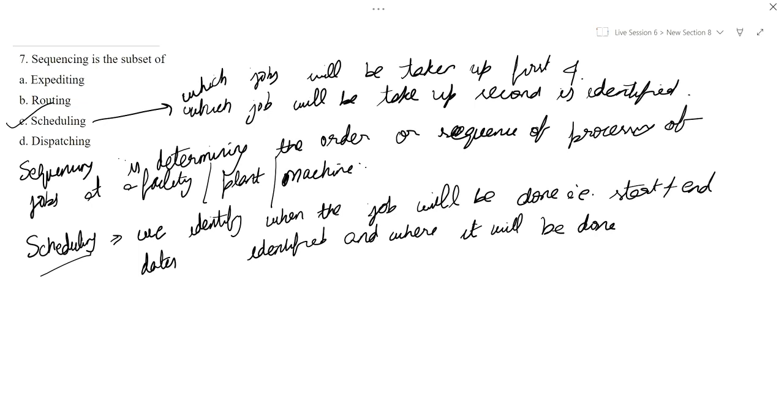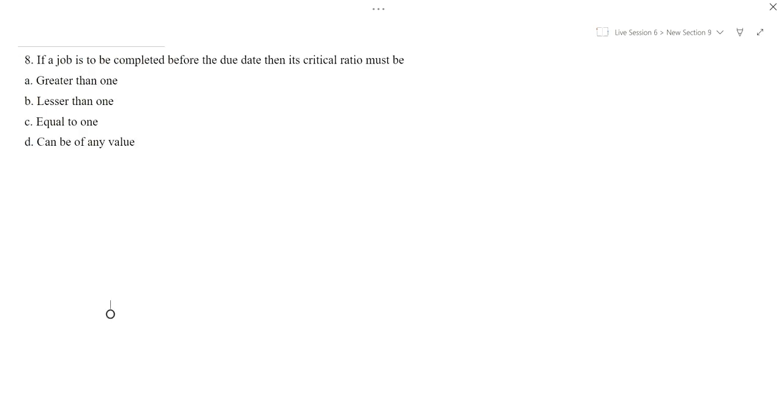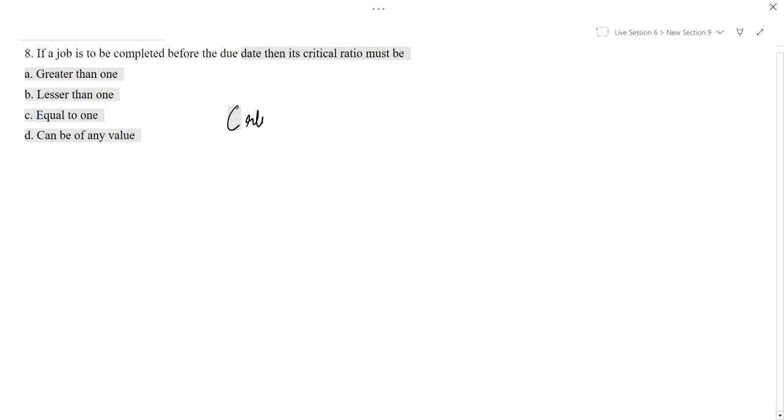Okay, so the next question. If a job is completed before the due date, then its critical ratio must be greater than 1, lesser than 1, equal to 1, or can be of any value. So critical ratio is the ratio of the due date from today divided by the processing time. This is critical ratio. So what is critical ratio?